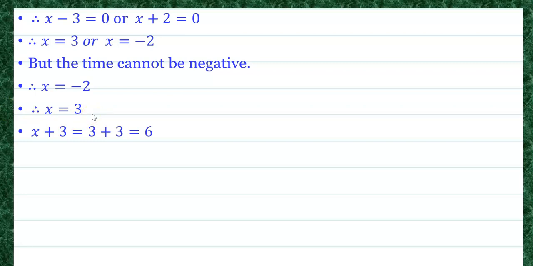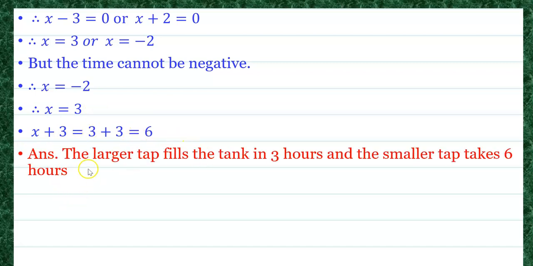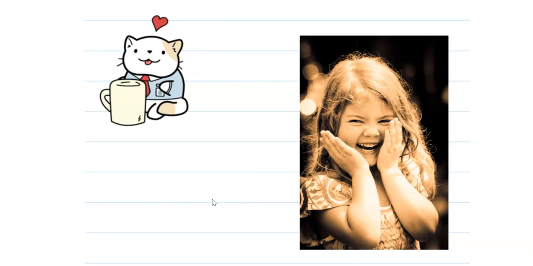Now x is equal to 3 is the time required for the larger tap, and for the smaller one x plus 3, that is 3 plus 3, that is equal to 6. Okay, and therefore the larger tap fills the tank in 3 hours and the smaller tap takes 6 hours to fill the tank. And in this way we have completed chapter number 2.